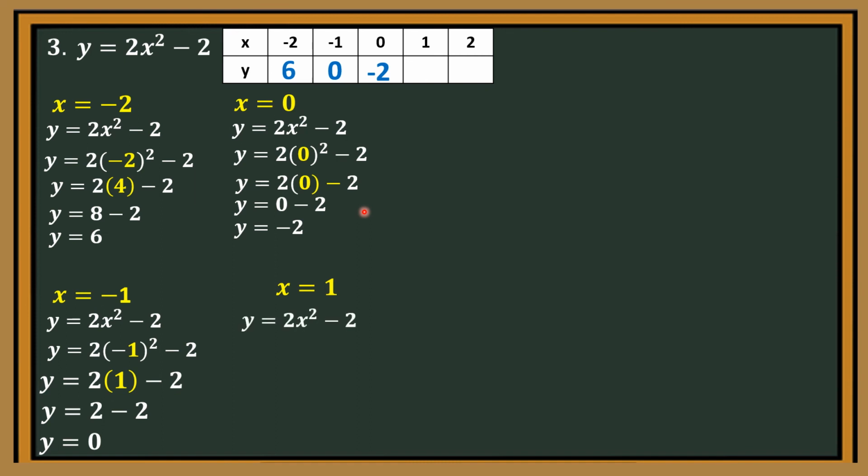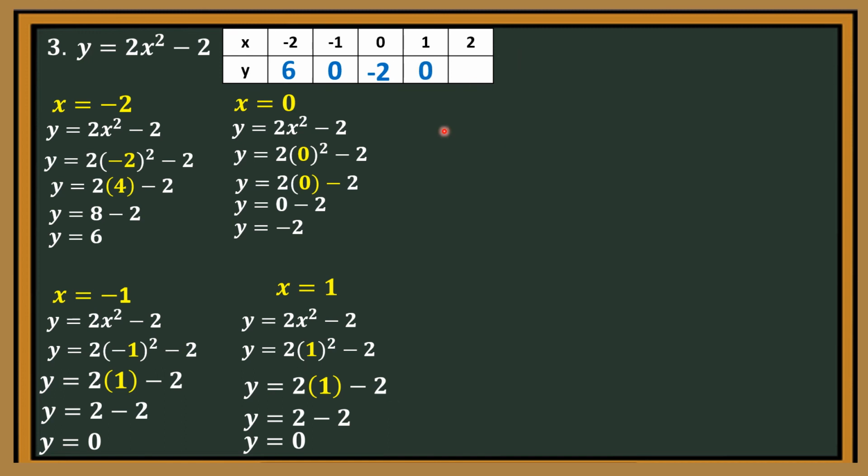Then, what if your x is equal to 1? Original equation again, then substitution. Papalitan natin si x ng positive 1. So, eto na siya. And then, simplify. Y is equal to 2 times 1 minus 2. Saan nakuha si 1? Dito, kay 1 squared. Kasi 1 squared is 1 times 1, kaya siya 1. Then, multiply na natin itong dalawa. So, y is equal to 2 minus 2. Kaya ang sagot ay 0. So, lagay natin sa table.